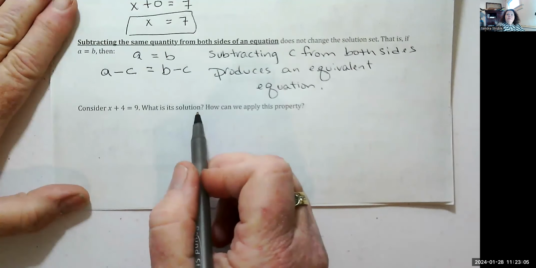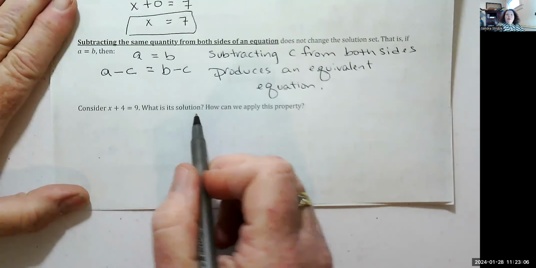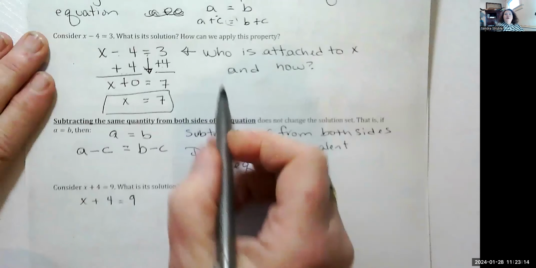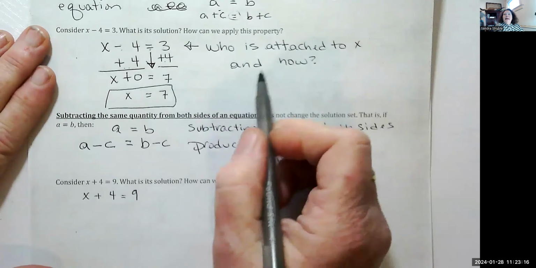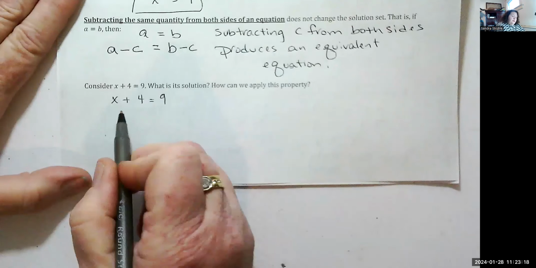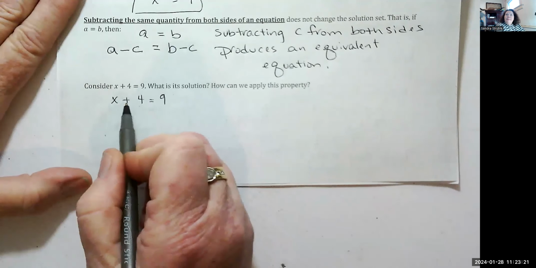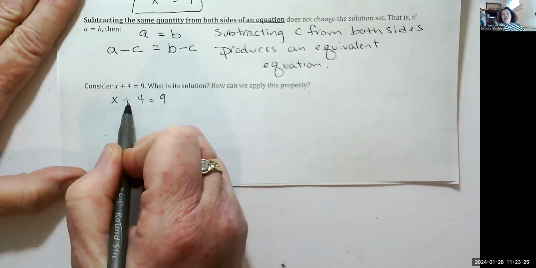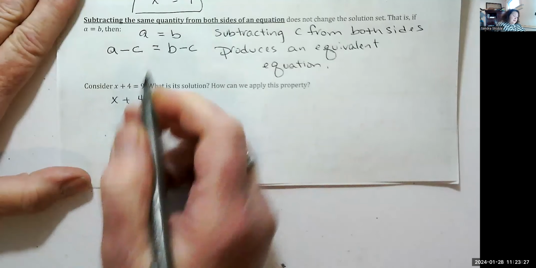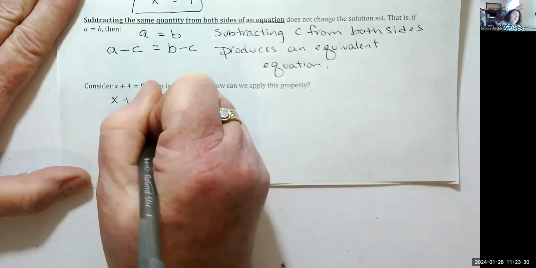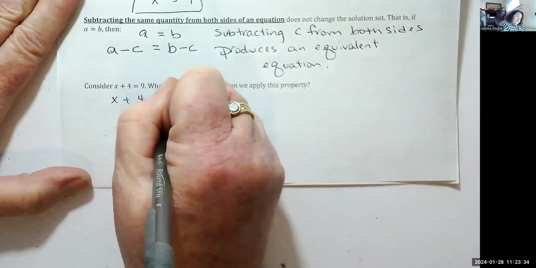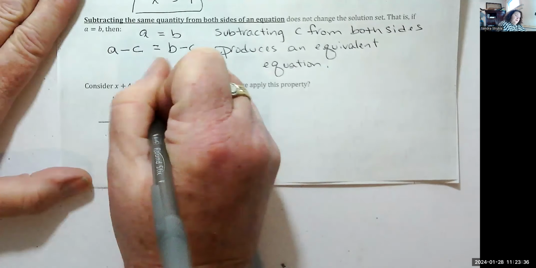What is its solution? How can we apply this property? So again, I'm just going to rewrite my equation. And again, I'm asking myself, who is attached to x and how? So 4 is attached to x by addition. In order to get rid of it, you have to do the opposite of addition, which is subtraction. So I have to subtract 4, but when I subtract 4 from one side, I have to do the same thing to the other, because otherwise it wouldn't be equal.